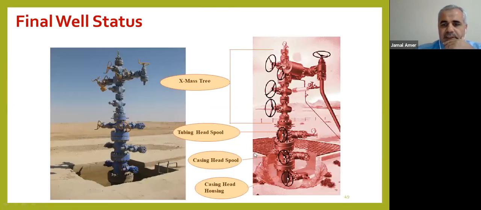The final Christmas tree, in this case, will be like that. This is the Christmas tree. It will come from here, from this flange. Then we have here the tubing head housing. Here, the casing head housing. We have two casings and two casing head housings, and we have the tubing head housing. The Christmas tree starts from this flange.